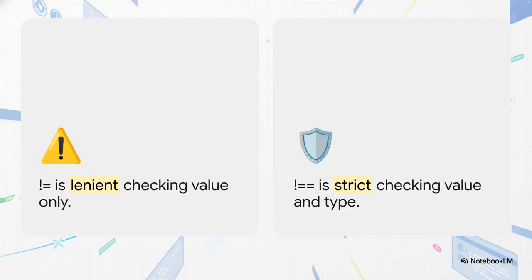But wait, the exact same equality trap applies here too. An exclamation mark with a single equal sign is the lenient version. It only checks the value. So if our x is the number 5, and we check if it's strictly not equal to the string 5, that lenient version gets confused by type coercion all over again. To stay safe, we use strict negation, the exclamation mark paired with double equals. This checks that either the values are not equal or the types are not equal. By embracing that extra equal sign, you keep that strict professional standard, checking both value and type for total, unshakable reliability.